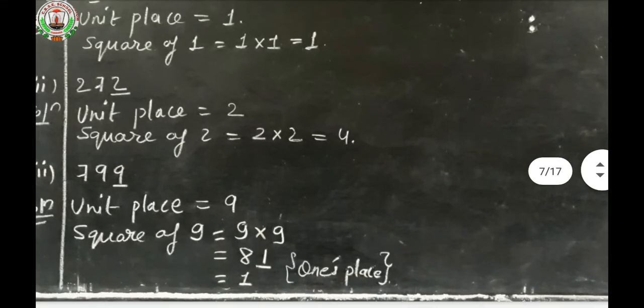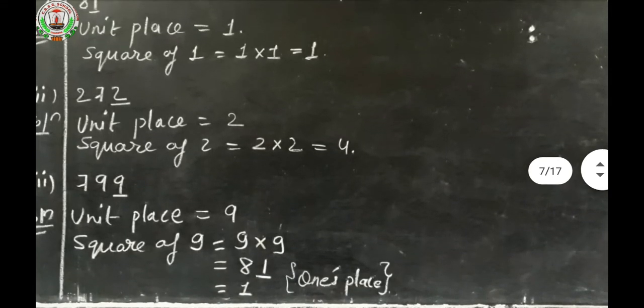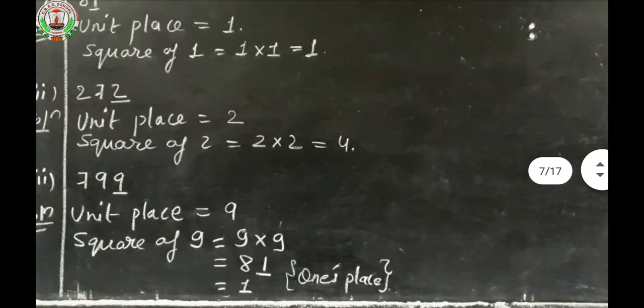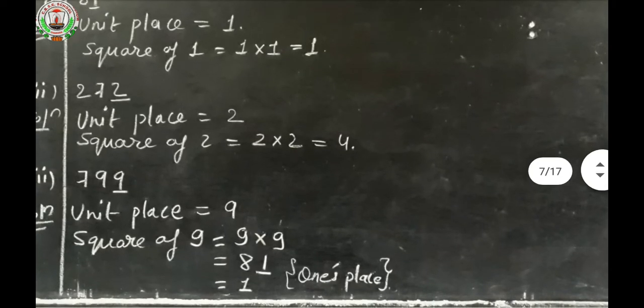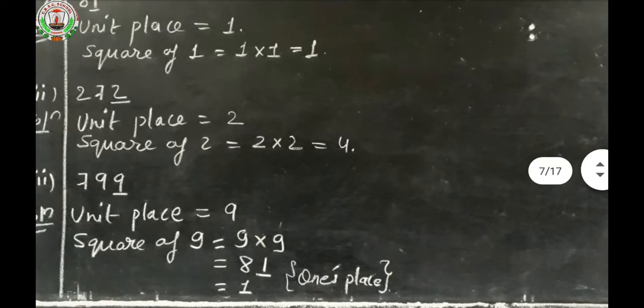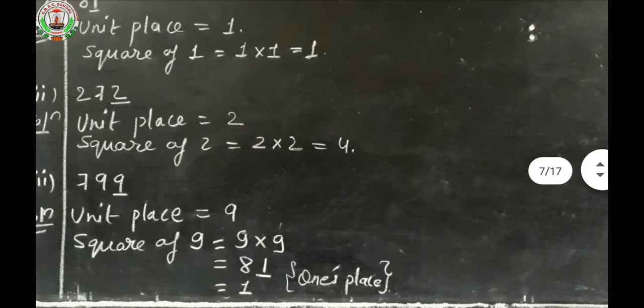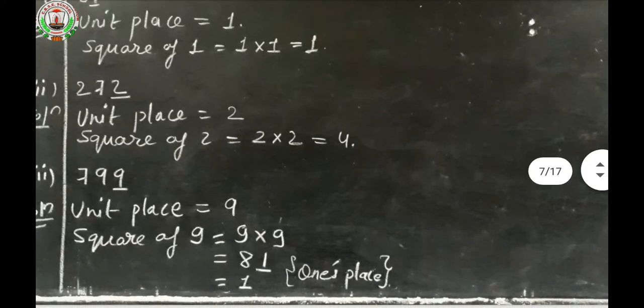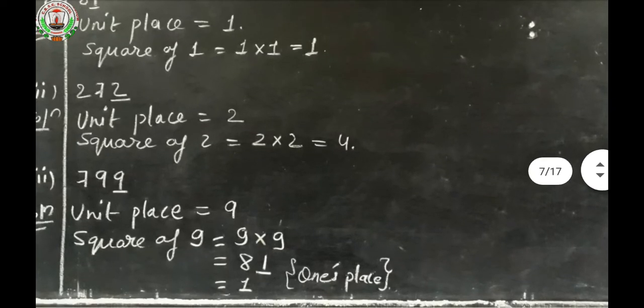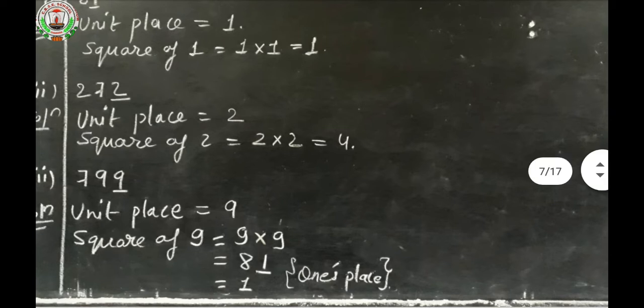In the same way we are going to see the third part, that is 799. What is the units place in this? Units place in 799 is 9 only, isn't it? So the square of 9 will be 9 into 9, it becomes 81, and 81 is a double-digit number, with ones and tens place value. So of ones and tens, which do we see? We see the ones place, that is 1. So have you understood? When a double or triple digit number comes, we have to see only the ones place, not the tens and hundreds place.